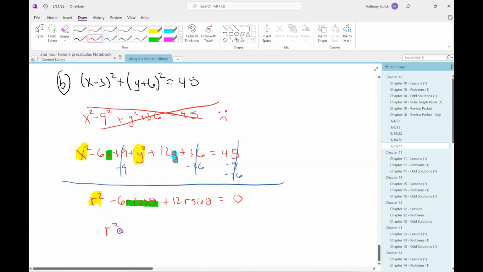Well, I would add the 6r cosine theta and subtract the 12r sine theta from both sides, because you want the thetas on the other side of your equation, right? Because those are like the dependent variable. Now what?